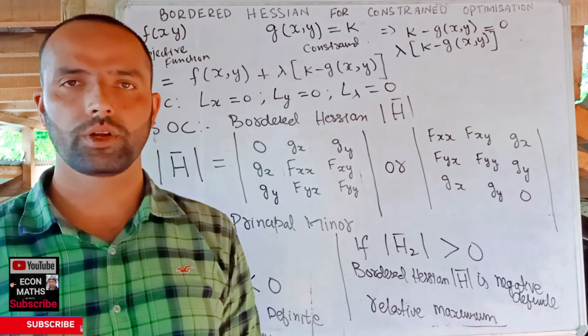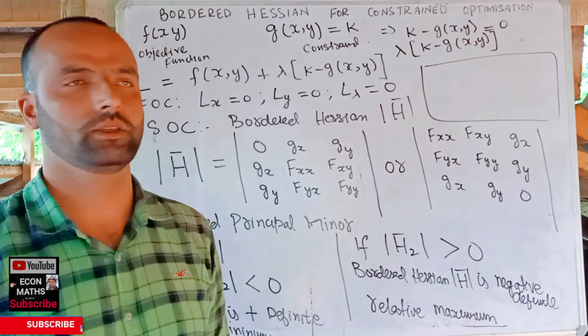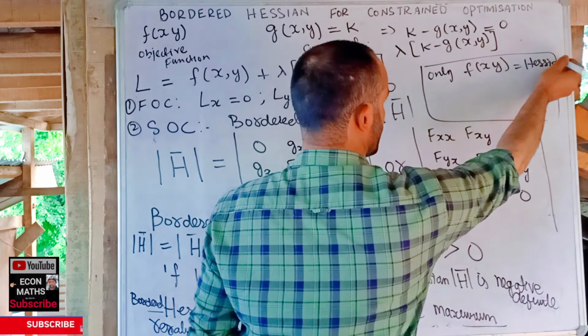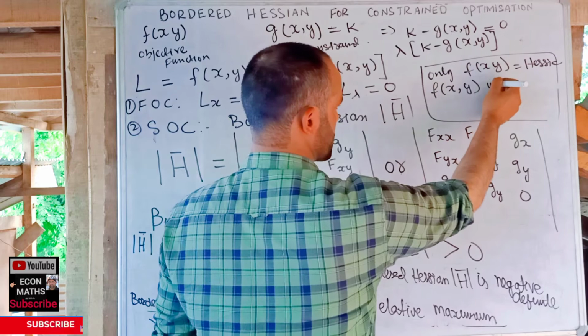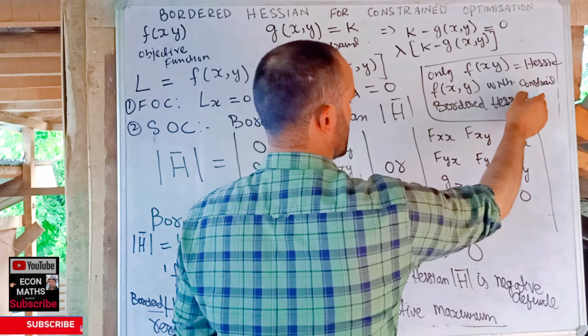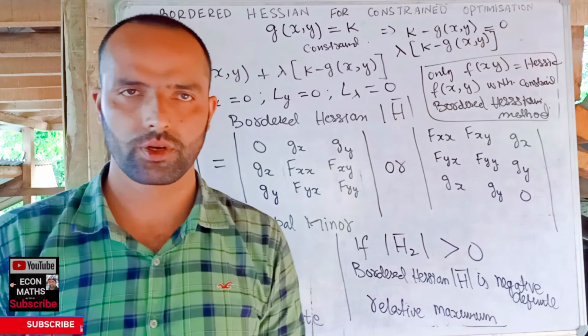So I will just make sure: when we are given simply a multivariable function, we use the Hessian method. And if we are given the multivariable function with a constraint, we use the bordered Hessian method. So since we are given here a multivariable function with a constraint, we have to use the bordered Hessian method to check the second order condition for the optimum.